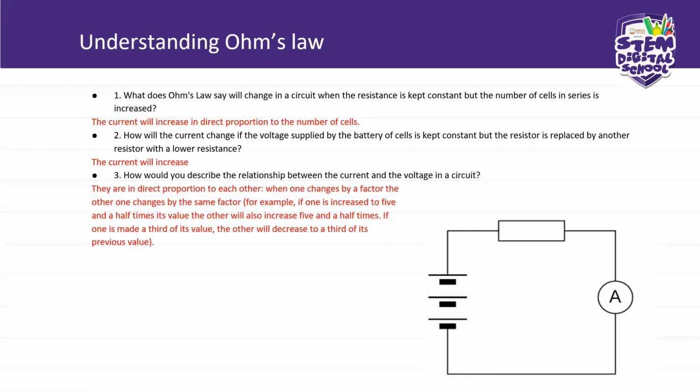When one changes by a factor, the other one changes by the same factor. For example, if one is increased to 5.5 times its value, the other will also increase 5.5 times, okay? If one is made a third of its value, the other one will decrease to a third of its previous value, only if resistance is constant, okay? I hope you understand that. Right.